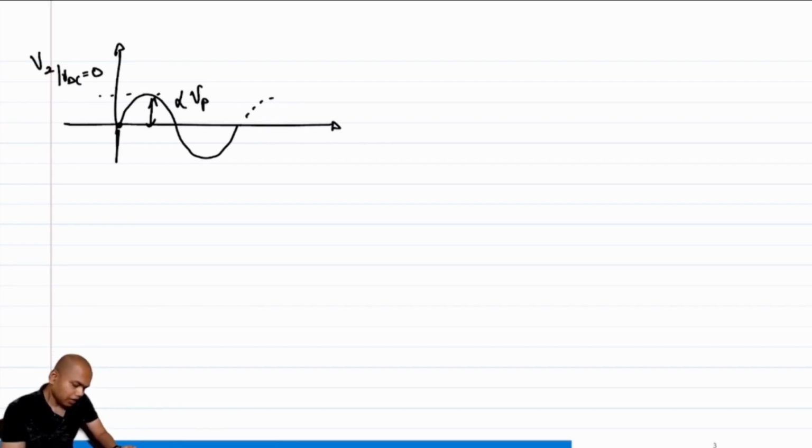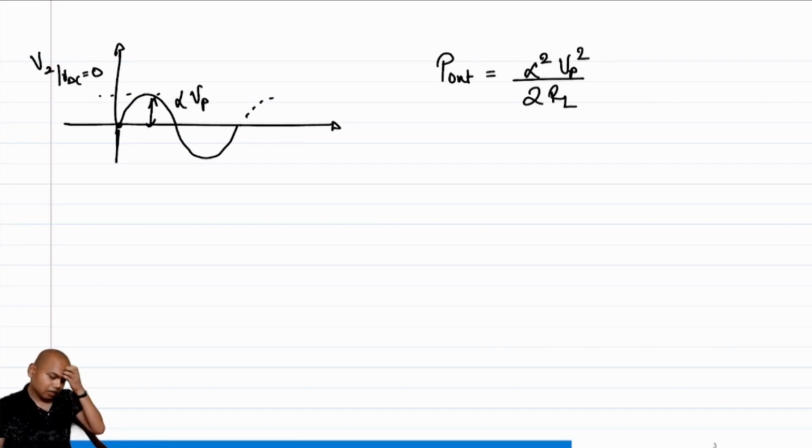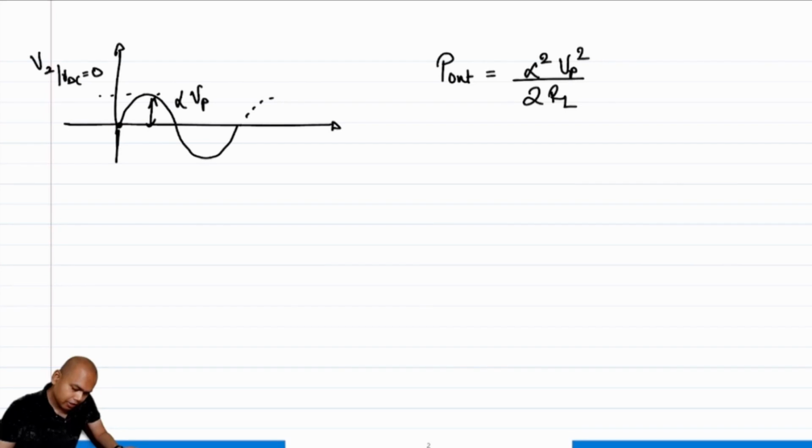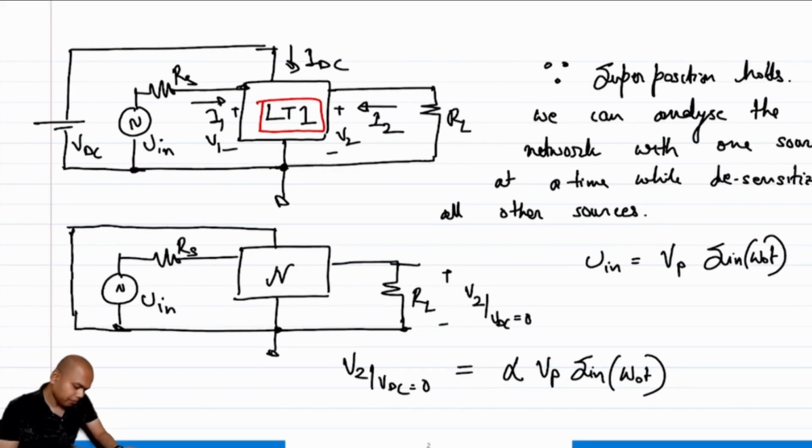So what is the power that is getting delivered to the output? P out is alpha squared Vp squared by 2 RL. Correct? Now can you comment on whether this power is greater than the power that is being fed from my source?